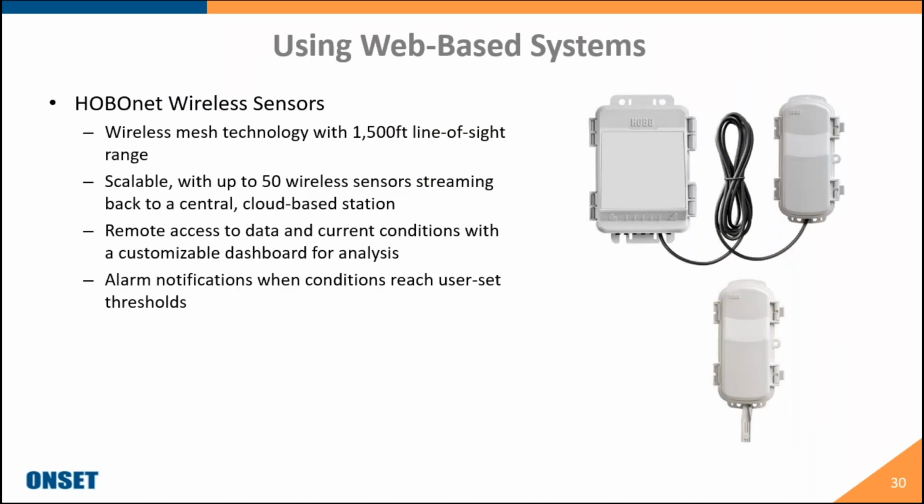So using our web-based systems, we do have our HOBOnet wireless network. This wireless mesh network technology allows you about 1,500 feet line of sight range from wireless sensor to the RX unit. This is scalable, and you can connect up to 50 wireless sensors to a single RX unit. You do have remote access to the data with the current conditions of the sensors with either the overview section within HOBOlink, or you can set up customizable dashboards for data analysis.